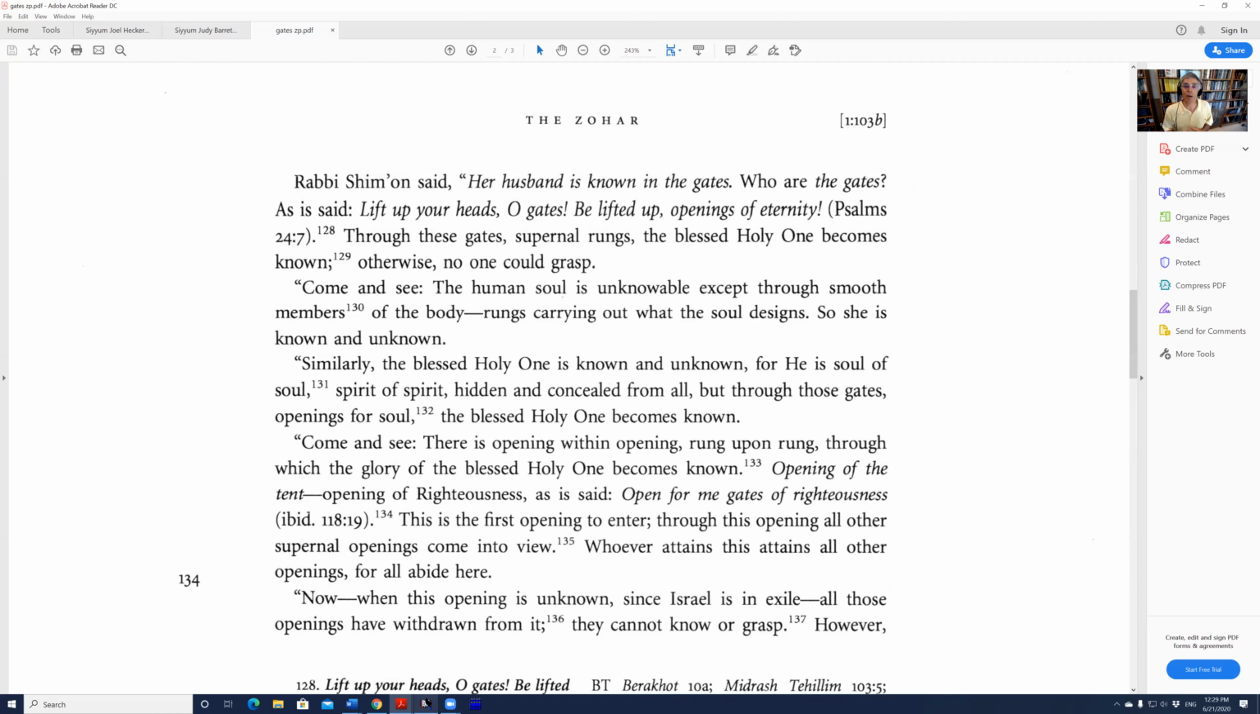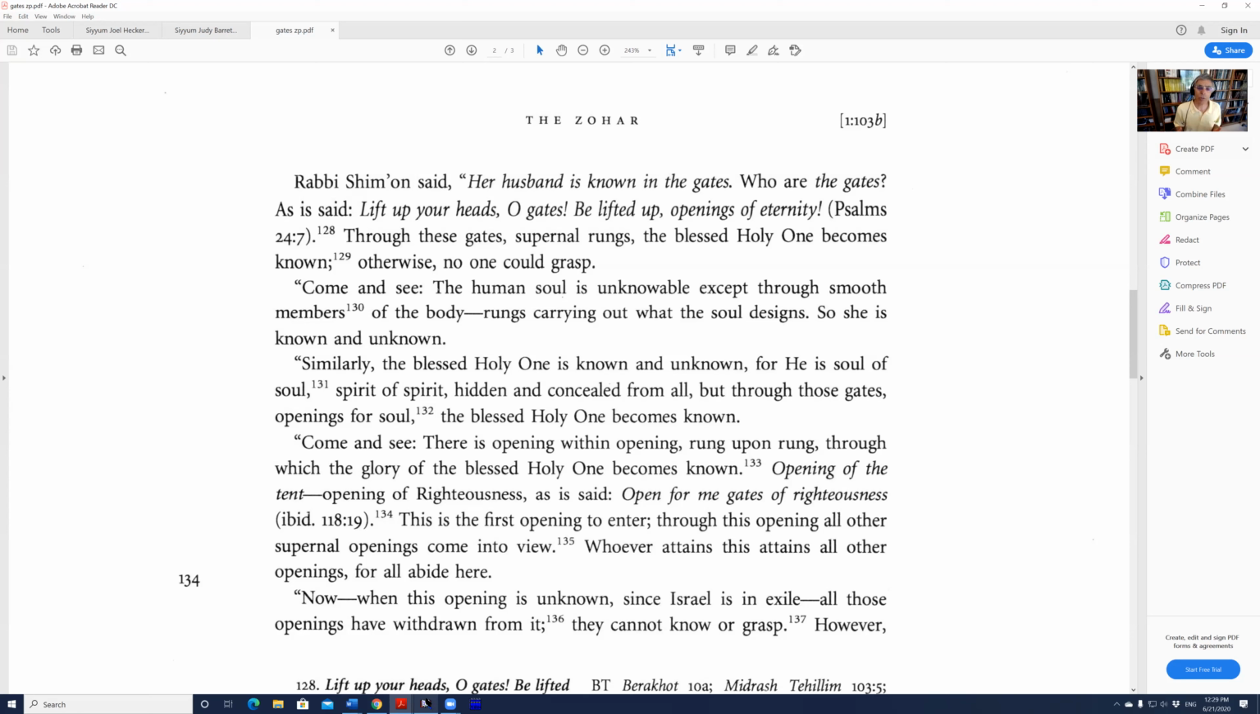Rabbi Shimon said, "Her husband is known in the gates." Who are the gates? As is said, "Lift up your heads, O gates. Be lifted up, openings of eternity." Through these gates, supernal rungs, the Blessed Holy One becomes known. Otherwise, no one could grasp.